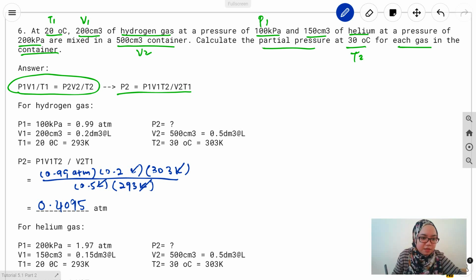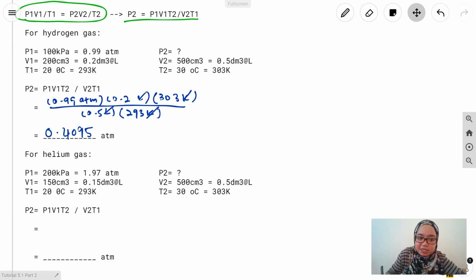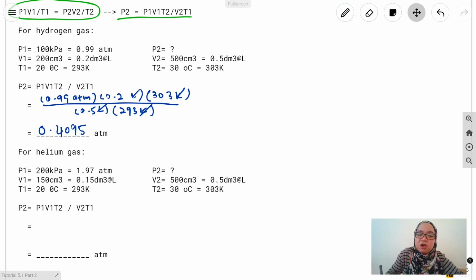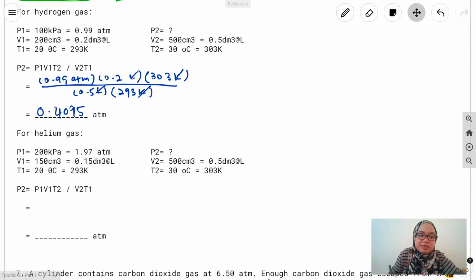Next, we want to find the partial pressure for the helium gas. Just the same, we extract all the information from the question and list it down like this. The pressure for helium, P1, is 200 kilopascal or 1.97 atm. V1 is 150 centimeter cube or 0.15 liter. The temperature is 20 degrees Celsius, which equals 293 Kelvin. And V2 and T2 are the same as for the hydrogen gas.